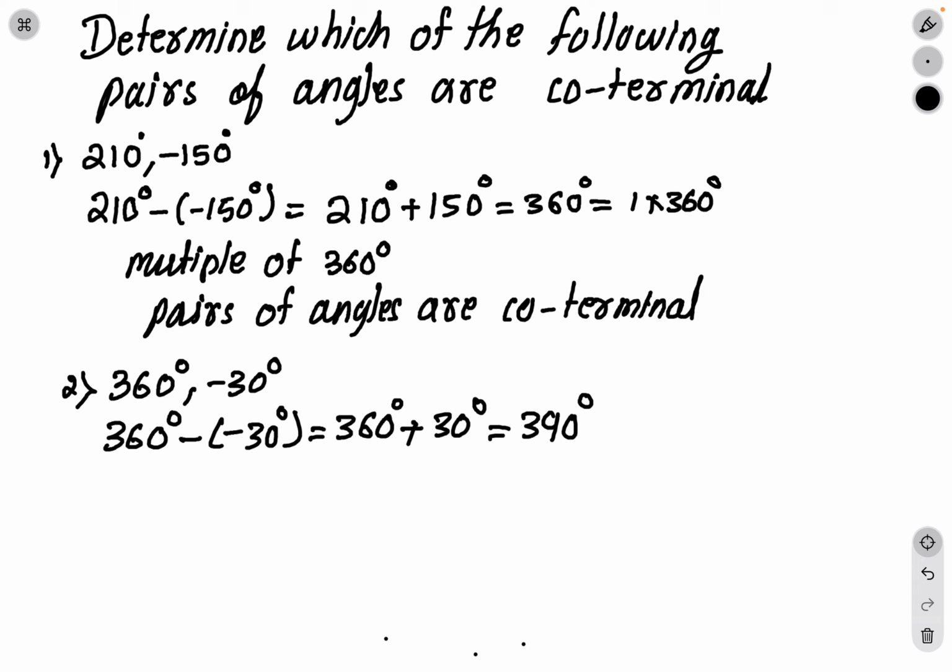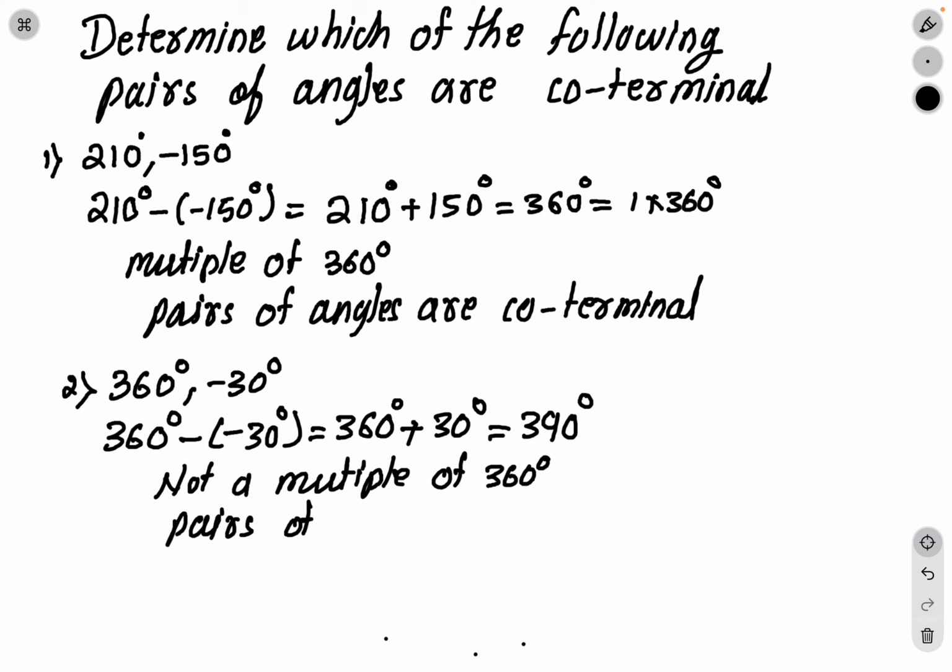The 390 is not a multiple of 360 degrees. So the pair of angles are not coterminal.